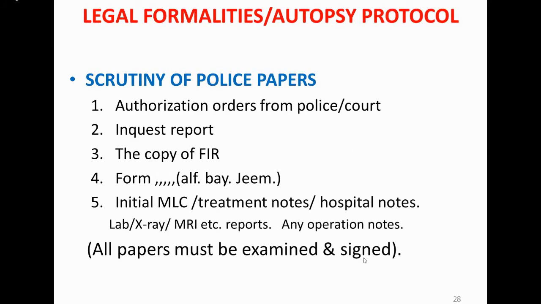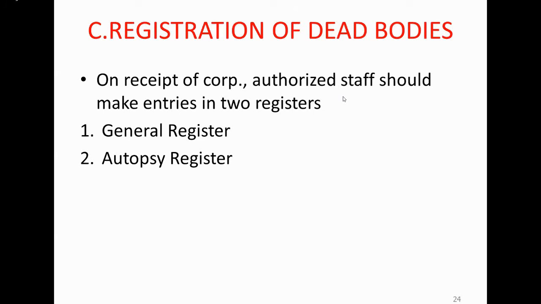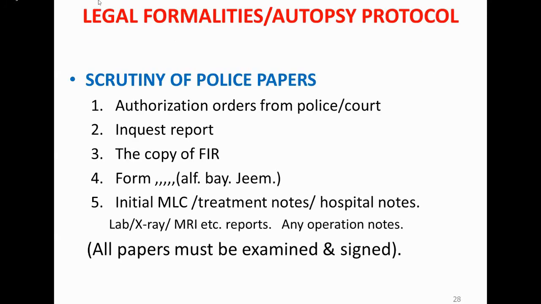Legal formalities and the autopsy protocol, scrutiny of the papers, this is an important aspect that always comes in your paper, and you start it from the crime scene. Legal formalities always start from here; these are the 5 points which come under the legal formalities of the autopsy protocol. The rest of the things, like transportation and registration, are the prerequisites of the autopsy protocol, but the legal formalities for the autopsy protocol are only these 5.